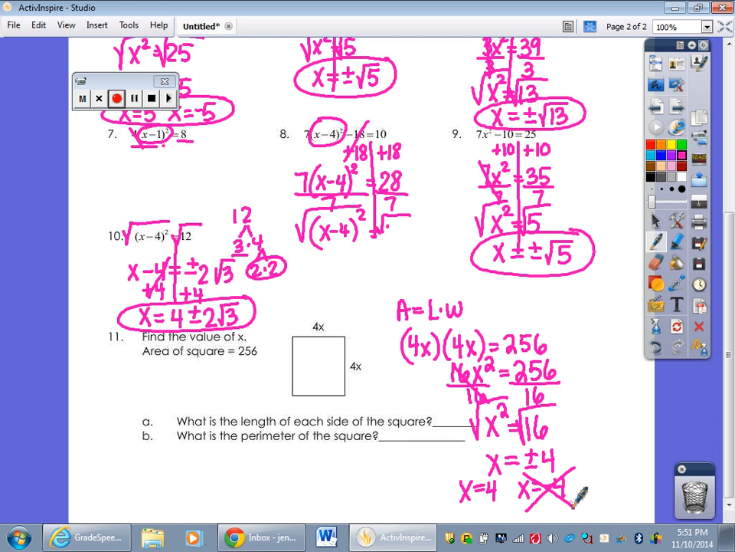So we throw out the negative answer, and so it says, what is the length of each side of the square? Well, if x is now equal to 4, then this length is going to be 4 times 4, which is 16. Okay? And then it says, what's the perimeter? Well, the perimeter is going to be 16, 16, 16, 16. So 16 times 4 is going to be 64. Okay?